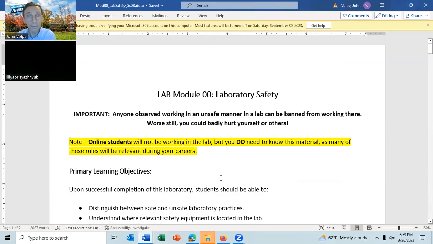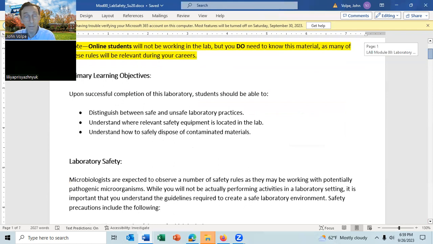Anyone working in an unsafe manner in the lab can be banned from working in the lab. Online students will not be working in the lab, but you do need to know this material, as many of these rules will be relevant during your professional career. The learning objectives, be able to: one, distinguish between safe and unsafe laboratory practices; two, understand where relevant safety equipment is located in the lab; three, understand how to safely dispose of contaminated material.